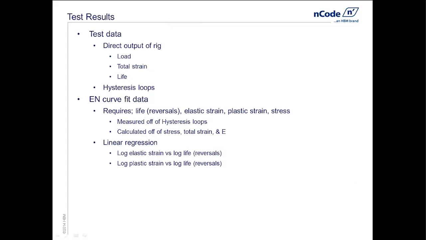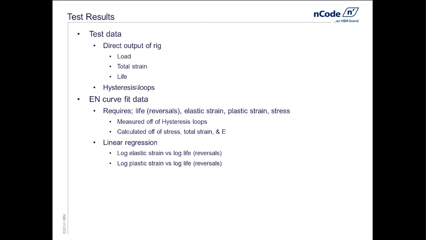So with that data, we then can start to generate our strain life curve. And in order to generate the strain life curve, I need to have life. I also need to have elastic and plastic strain. Those are the elements I need to do the regression for my strain life curve. And I'm going to get that in one of a couple of ways. I could synthesize that from load and total strain. If I know load, I know what the stress is in my part because I know the specimen geometry, so I can determine stress. And if I know stress and Young's modulus, I can get elastic strain that way.